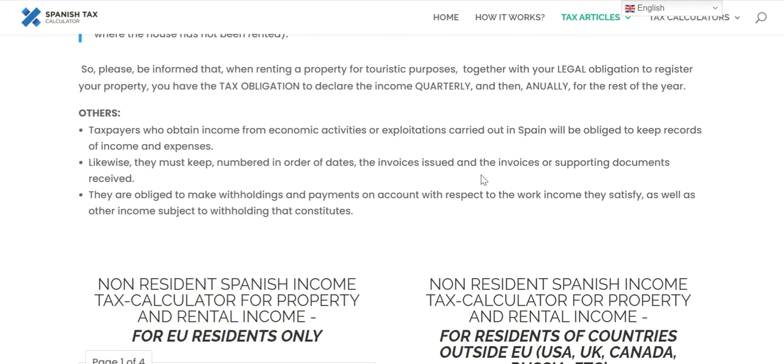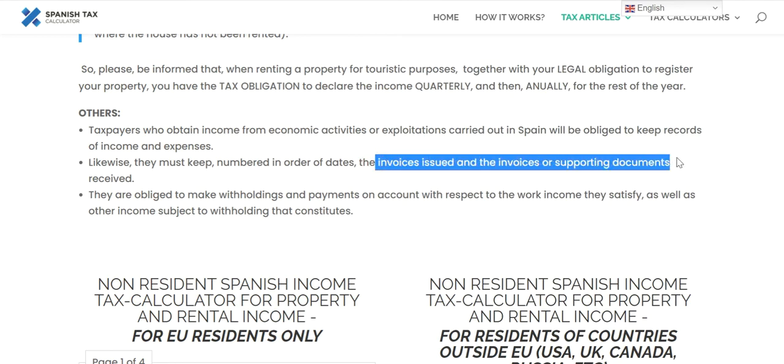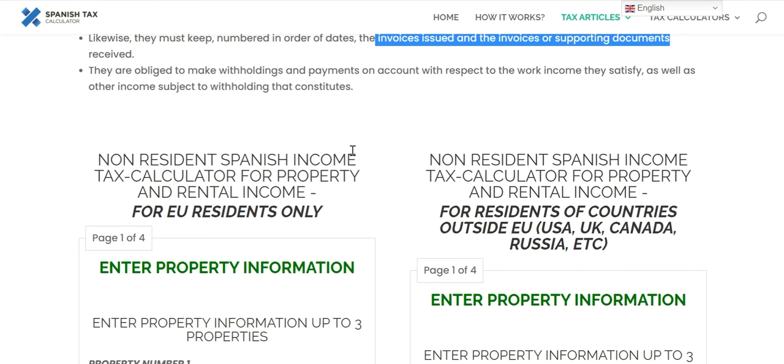So obviously you have to keep all the invoices that support whatever deductions, or documents to justify the origin of the funds, the taxes, incomes, etc. So you have to keep them at least for 4 years in order to prevent any kind of inspections or regular demand of information from the tax authorities in Spain.